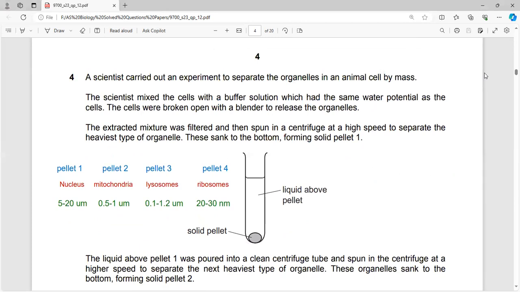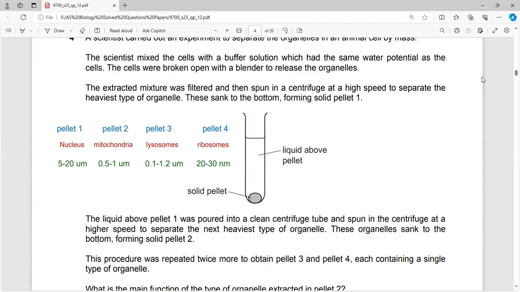The next question is regarding the centrifugation technique. The scientists carried out an experiment to separate the organelles in an animal cell by mass. The scientists mixed the cell with a buffer solution that had the same water potential as the cell, meaning it will not damage the cellular organelles. Cells were broken up with a blender, and then we perform centrifugation. After the centrifugation, we let the cell material settle in the bottom. The cellular organelles that settle down at the bottom are the heaviest part, and that makes pellet 1.